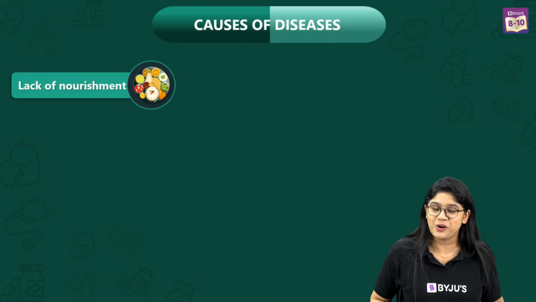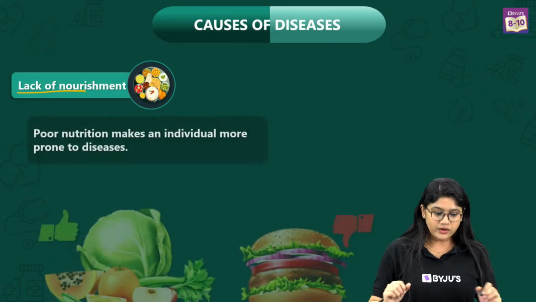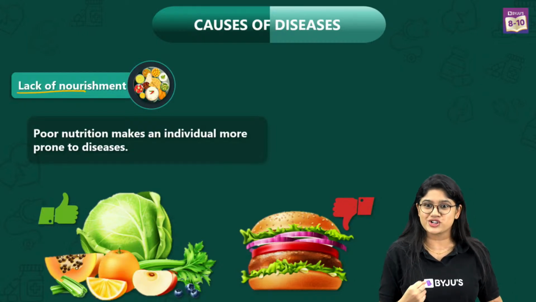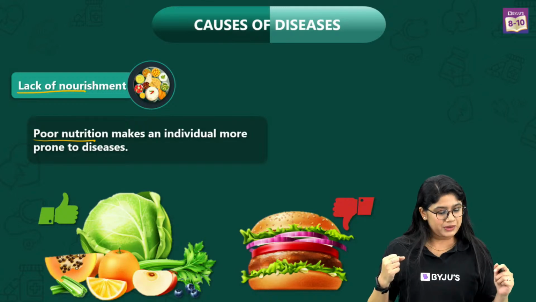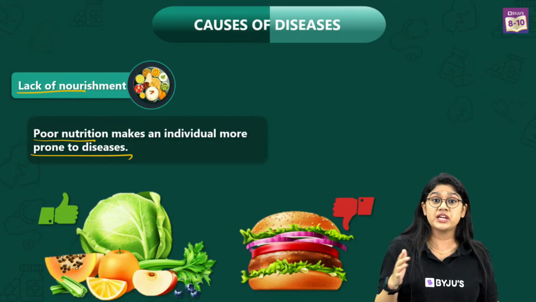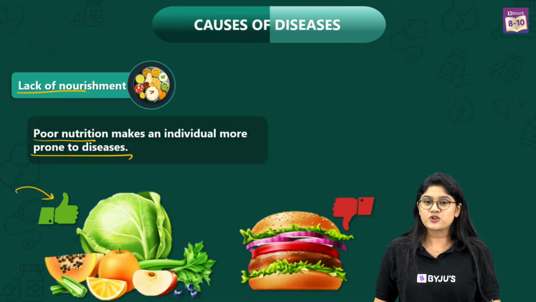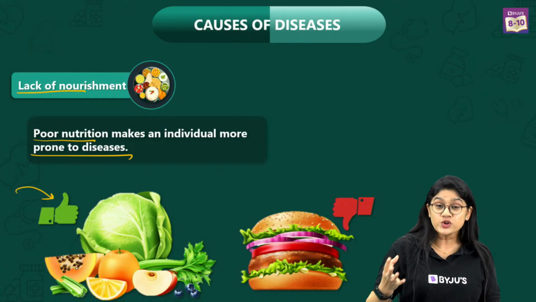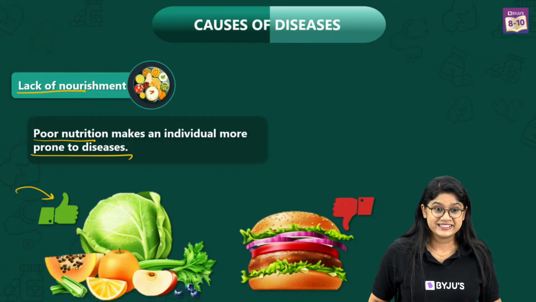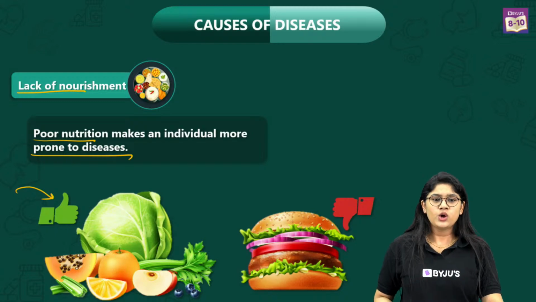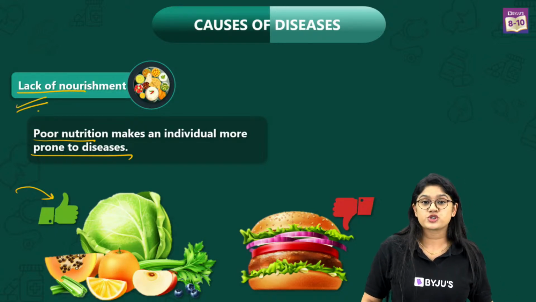Moving ahead to the next one, what we have? We have the lack of nourishment. I don't have to tell you the importance of great nutrition, right? If there's poor nutrition, what will happen? Of course, the individual will not be healthy, and will be more prone to diseases, right? So we should be eating lots of green vegetables, fruits, and of course, we should be avoiding junk food. Yes, absolutely correct. We should be looking for a proper balanced diet. We should be eating nutritious food.